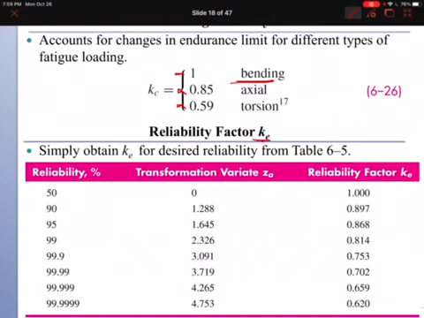Ke is the reliability factor. The test specimen has a reliability of 50%, which means if we have 50% reliability, then the reliability factor will be 1. There is no change due to reliability. If we have more reliable, let's say we have a 99% reliable machine, then reliability factor KE will be this value, 0.814.